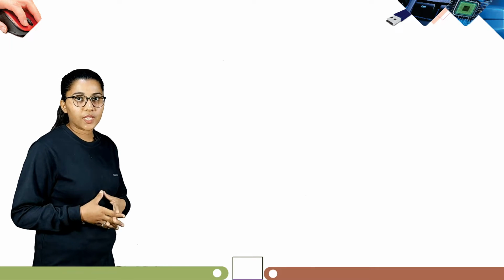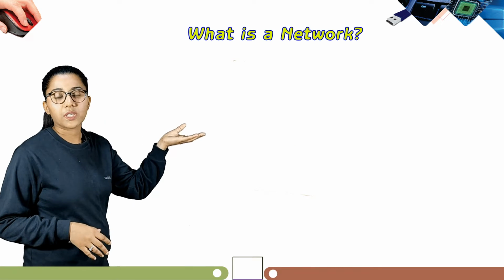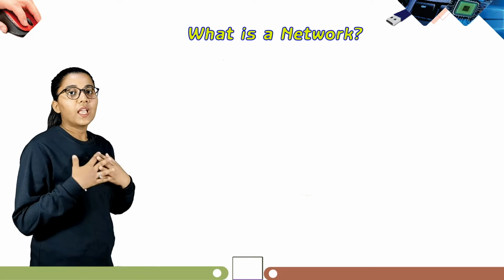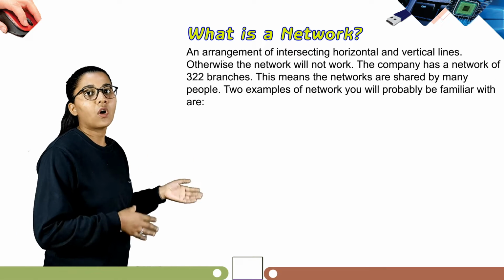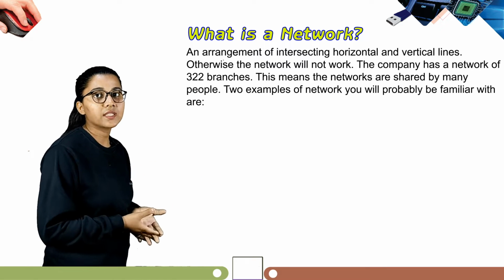Our first question is, what is a network? An arrangement of intersecting horizontal and vertical lines.